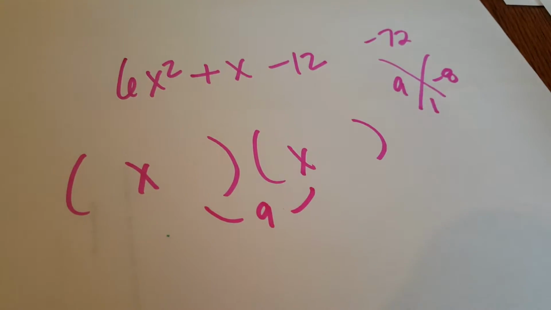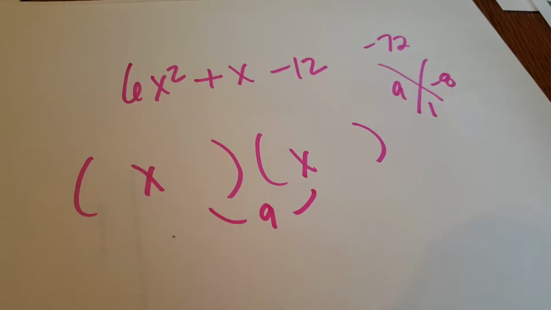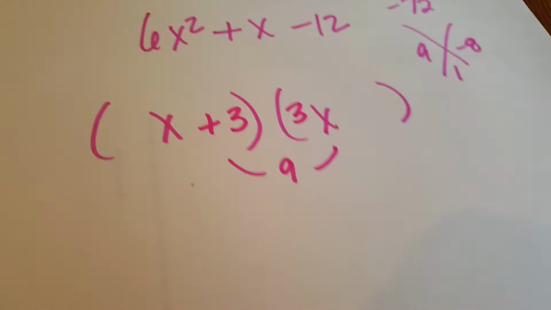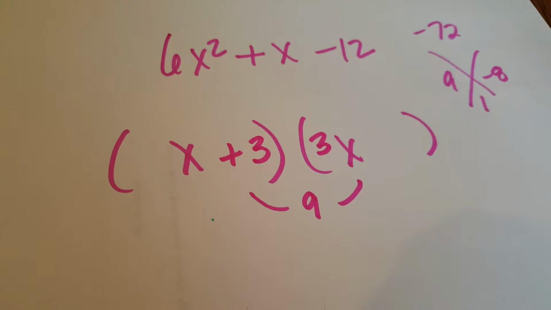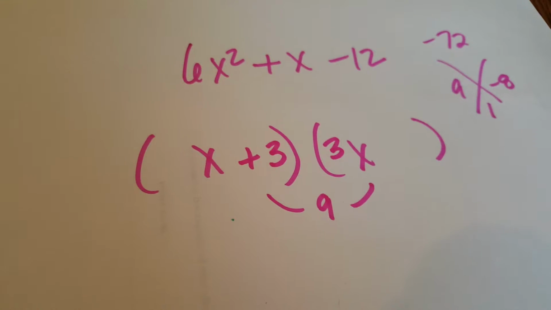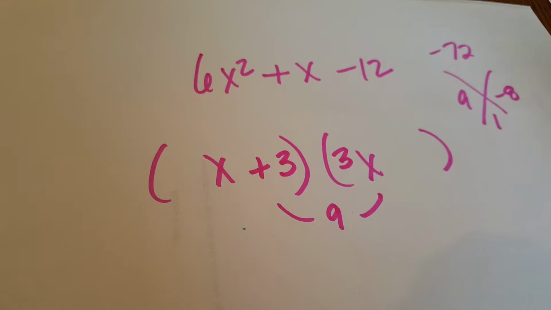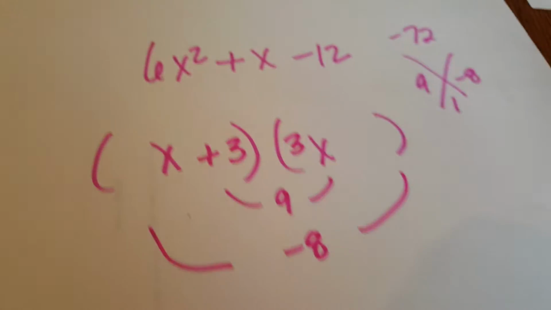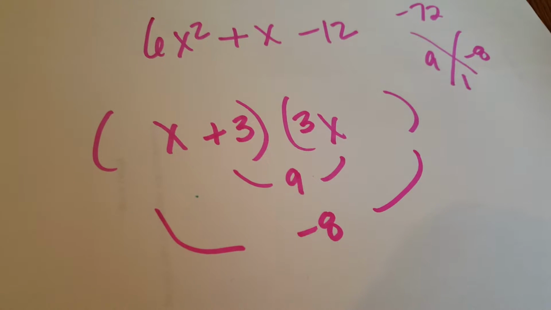All right, what's going to give us 9? And I want a positive 9, so this is going to be 3, and this is going to be 3. I get a positive 9. Because 3 goes into 12, and 3 goes into 6. So make sure they still work with those lead, the A and C terms. All right, so that means I'm going to make my outers be negative 8.